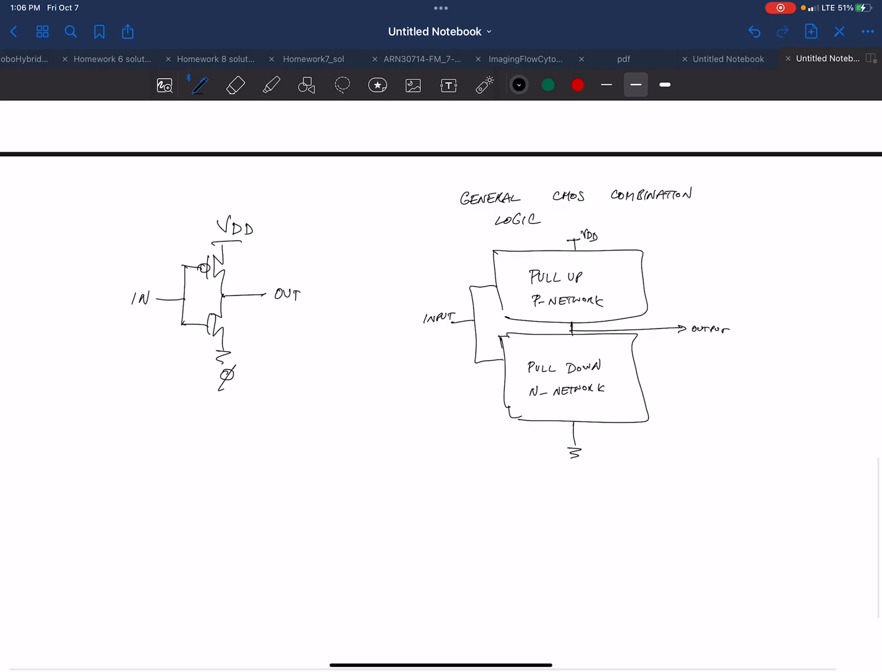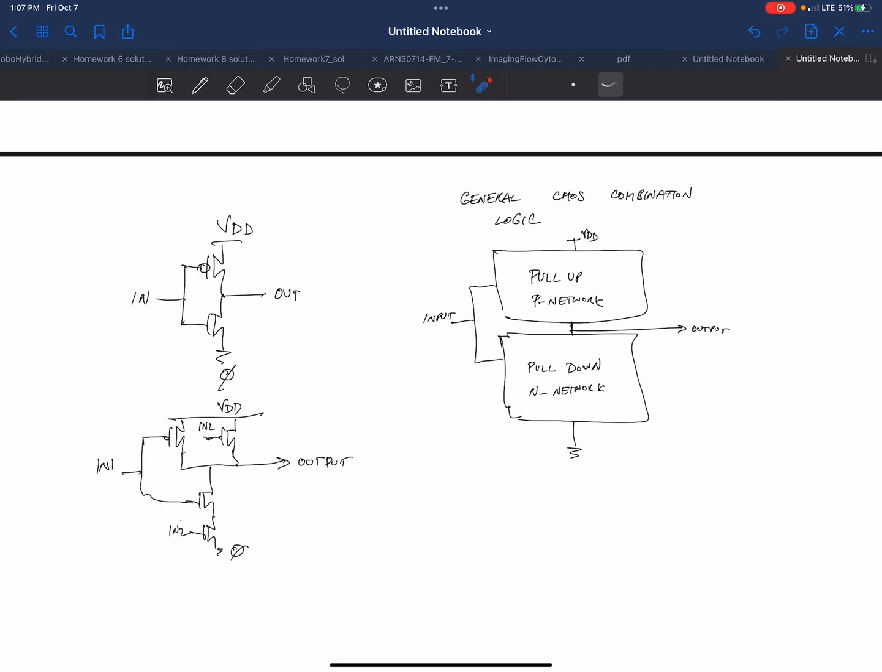In the case of an inverter, the pull-up network is just a single transistor and the pull-down network is a single transistor. If you had a NOR gate, the pull-up network would be two PMOS transistors and the pull-down network would be two NMOS transistors. But this general case would hold. The middle would go to the output, the inputs would go to both. So this would be the input, this would be VDD, and this would be ground. Okay? So this is a general rule with CMOS logic.